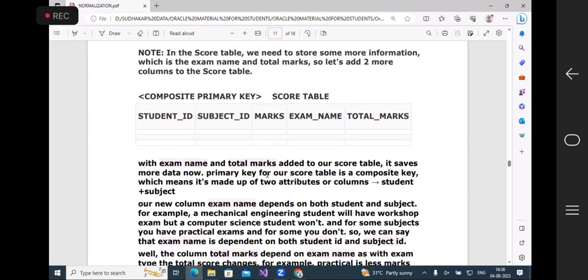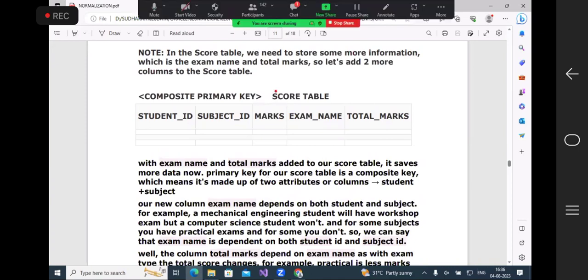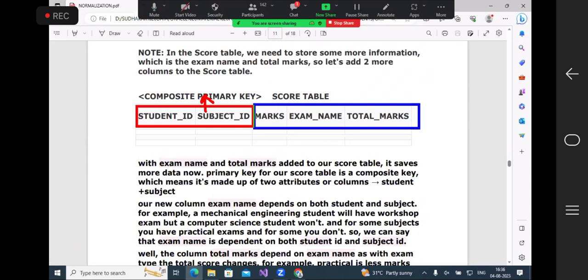Now carefully observe, don't hurry, think practically and tell me. Suppose here the same score table I was taking previously. Student ID, subject ID, both are composite primary keys. Non-primary key columns are marks, examination name, total marks. The marks column definitely depends on both of them, so this is called a fully dependent column.